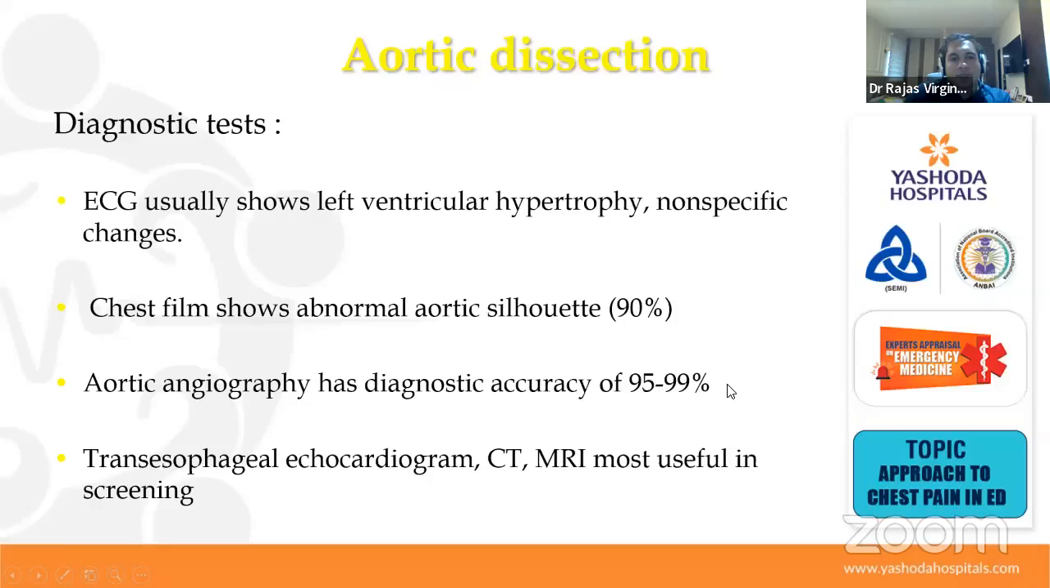So diagnostic tests, again: the ECG changes can be non-specific. The chest film may show an abnormal aortic silhouette. But the main thing you would want to do is a CT aortogram, which would be the most useful in achieving the diagnosis in most centers.